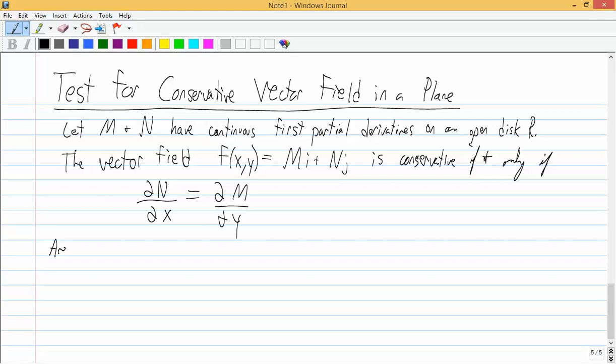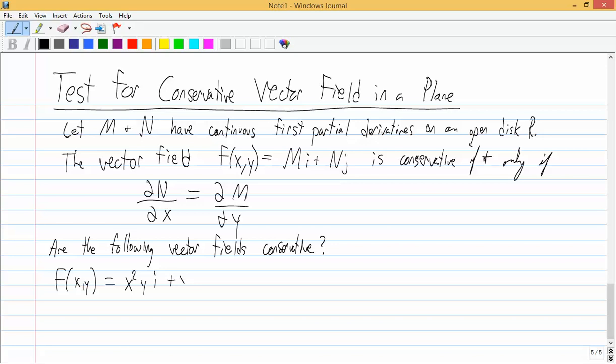So are the following vector fields conservative? F of x, y equals x squared y i plus x y j. And here's another one.